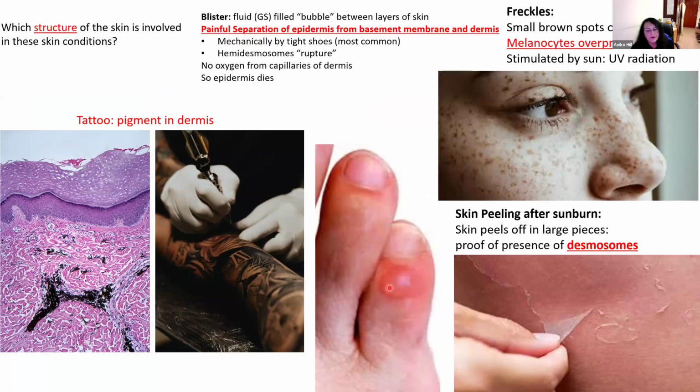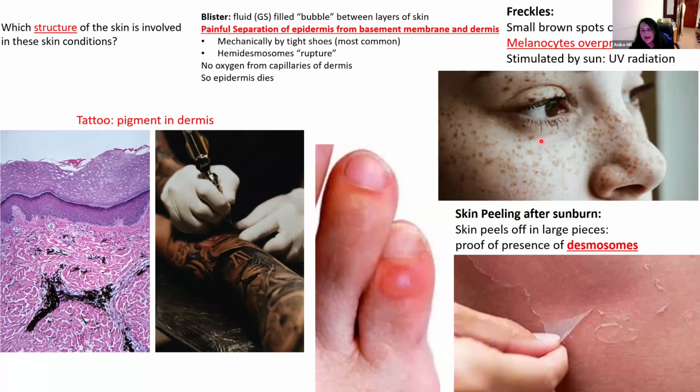Okay, the last slide here is showing you the blister that we talked about the other day. Here's the image for you. This is the epidermis that is dying because the fluid under it blocks the oxygen delivery coming from the capillaries of the dermis. Okay, so I think we covered this, that the hemidesmosome broke in half, so broke off, right? Mechanical tight shoes can create this. There's many other reasons, but this is what we covered.